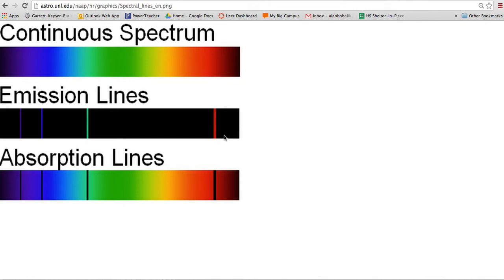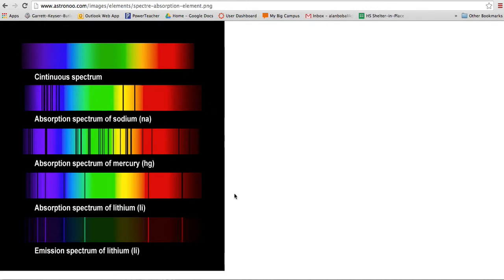Here's another quick example, just some actual absorption and emission spectrums. This is what sodium looks like. This is the absorption spectrum for mercury. This is the absorption spectrum for lithium. And we get to see that nice mirror effect. This is the emission spectrum of lithium. So this is where lithium is emitting gases actually.